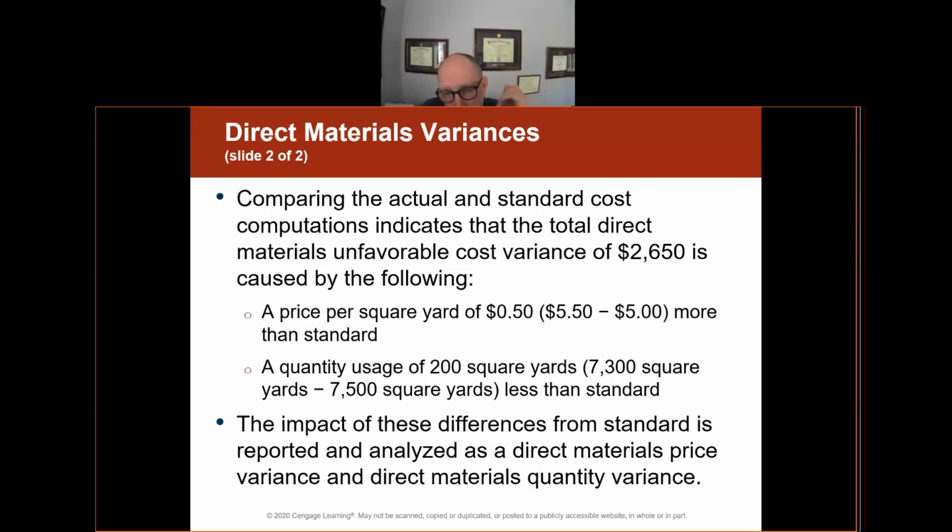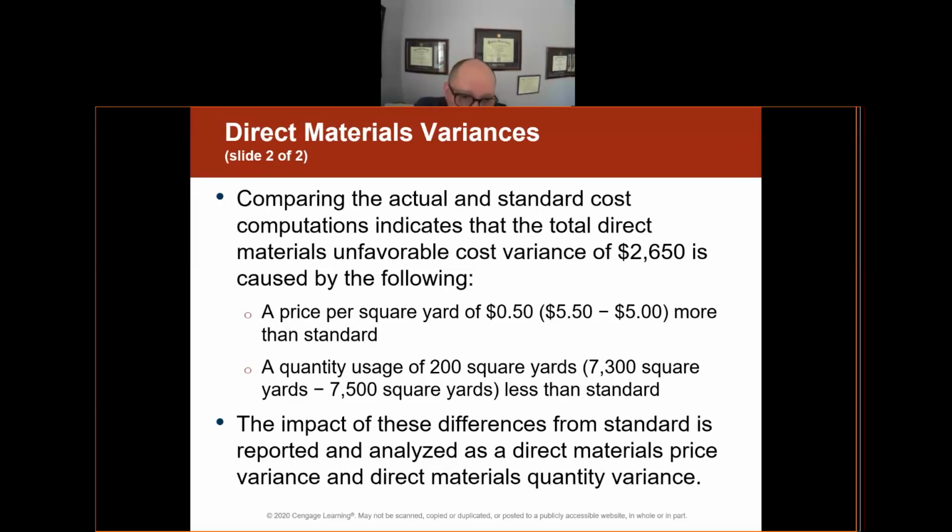And the amount of quantity I used: my actual yards used was 7,300. My standard square yards, or my budgeted square yards, was 7,500. That gave me a variance of 200 square yards. The variance for the price per square yard is unfavorable. My actual was greater than my budget, or my standard. My actual greater than the standard, that's unfavorable. So 50 cents per square yard, unfavorable cost.